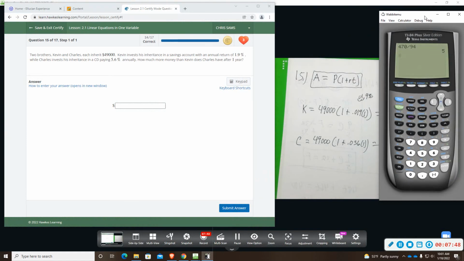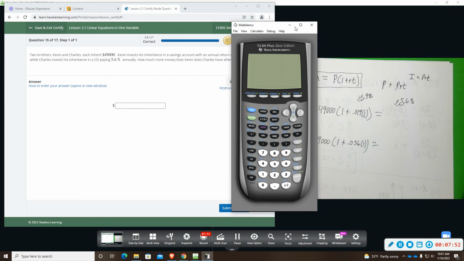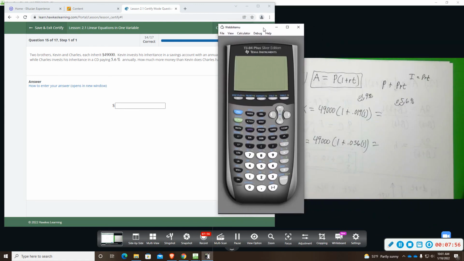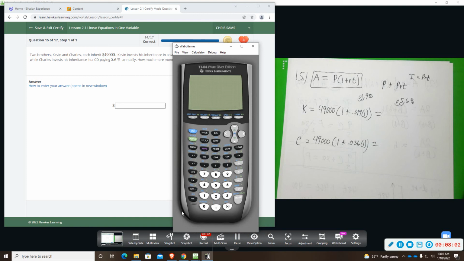And I guess we could have just done the interest because we're going to be subtracting that 49,000 from both, and so it'll be the same. But in the context, it looks like I'm going to know total money. Whether I do the interest just by itself, I could have just done this part or the whole thing.